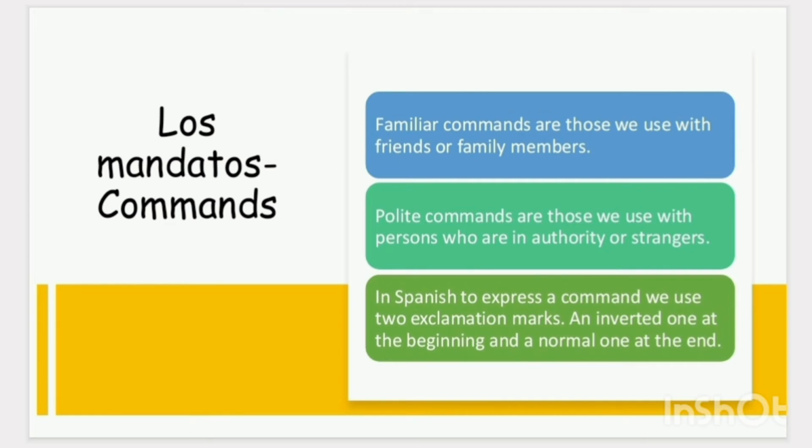In Spanish, to express a command, we use two exclamation marks, an inverted, upside down one at the beginning of the command and a normal one at the end of the command. Now, I don't want you to think that this is anything hard. It's just like in English, how you would address the principal or the vice principal or your teacher, how you would tell them or ask them to do something. That isn't the same way you would ask your best friend or somebody from your family to do something.